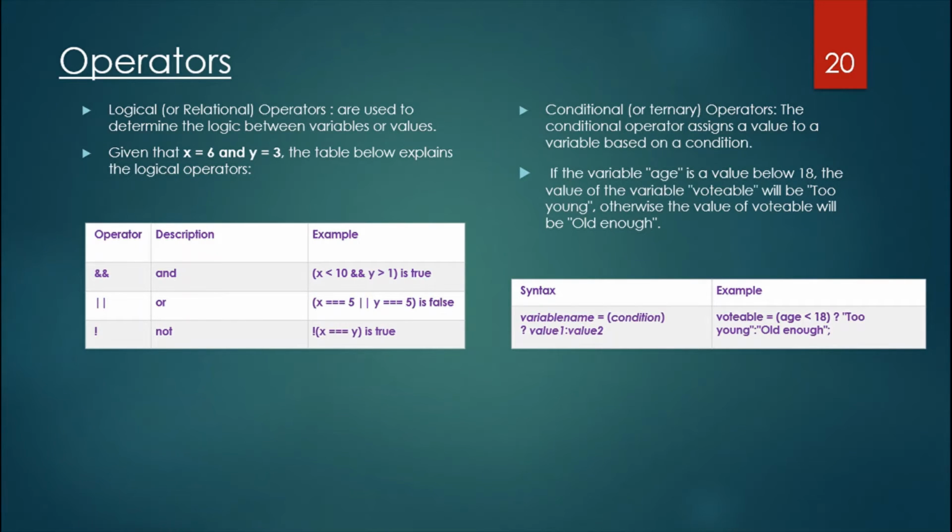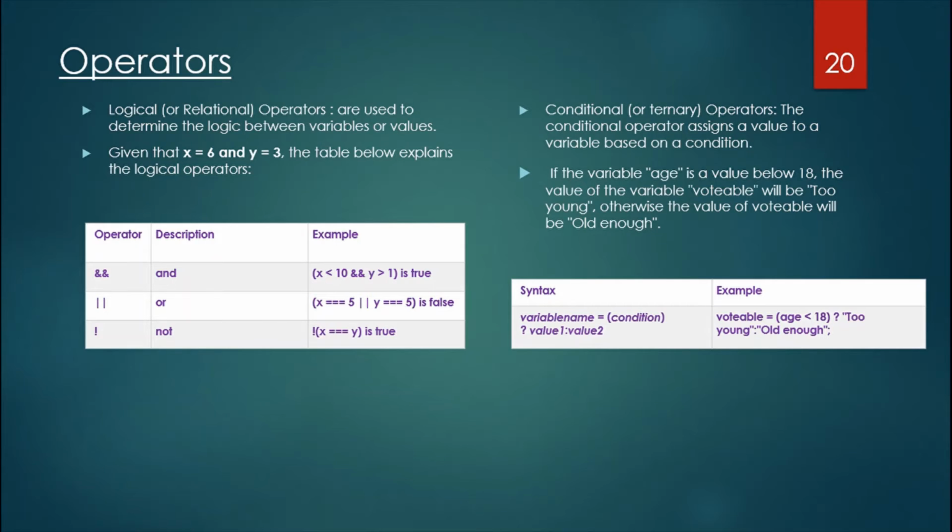Now here is an example. The syntax is variable name equal to condition, question mark, value 1, colon, value 2. This is a short way of writing it. If the condition is true, then the value is value 1. If that condition is false, then the value is value 2.